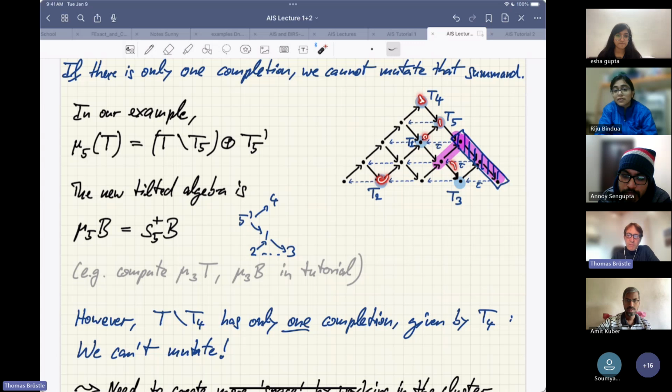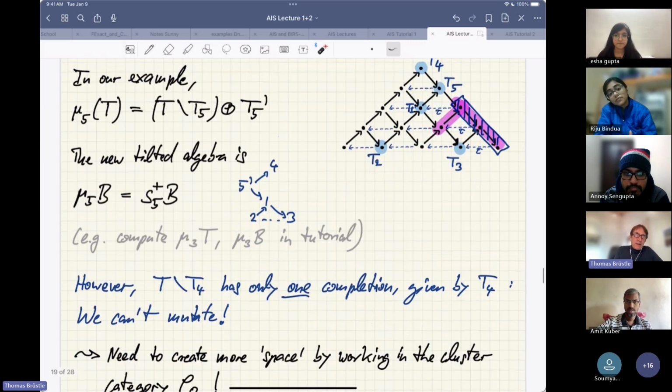So we want to remove T4 and replace it by somebody different. That's a clear mutation, right? But it's not possible in terms of tilting theory. There is nobody else that forms a tilting module. So tilting is not good enough to model mutations. This is the shortcoming of tilting theory.